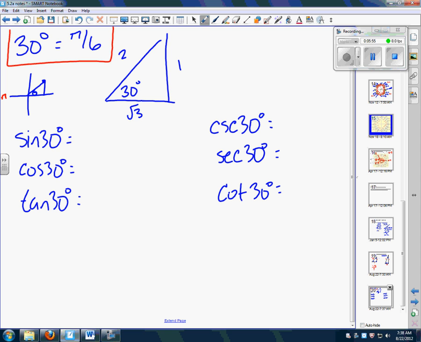Sine of 30 degrees, opposite over hypotenuse, is 1/2. Cosine of 30 degrees, adjacent over hypotenuse, square root of 3 over 2. Tangent of 30 degrees. Okay, tangent is a TOA. So opposite over adjacent, 1 over square root of 3. You want to make sure you rationalize all of these.